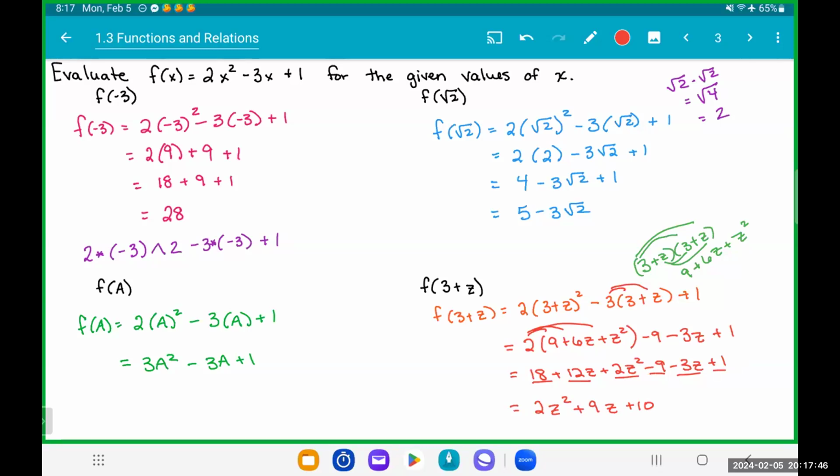On the x equals a, why is the answer 3a squared and not 2a squared? Thank you. That's a typo.